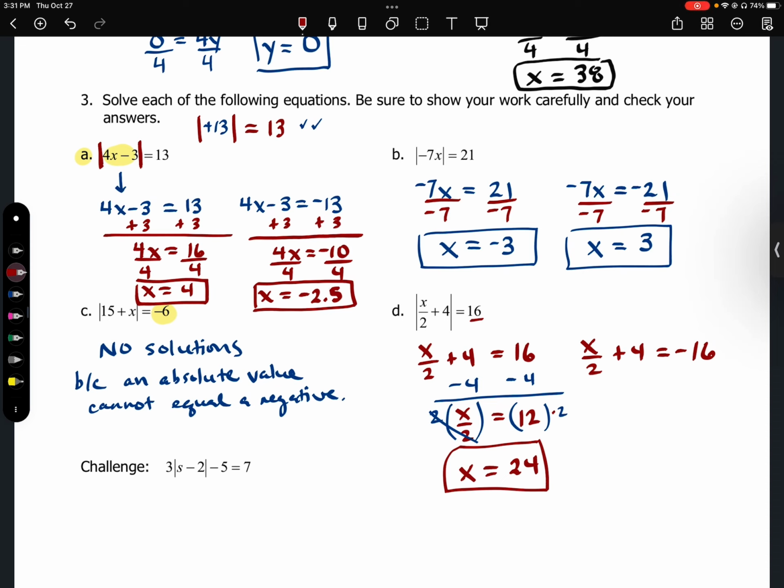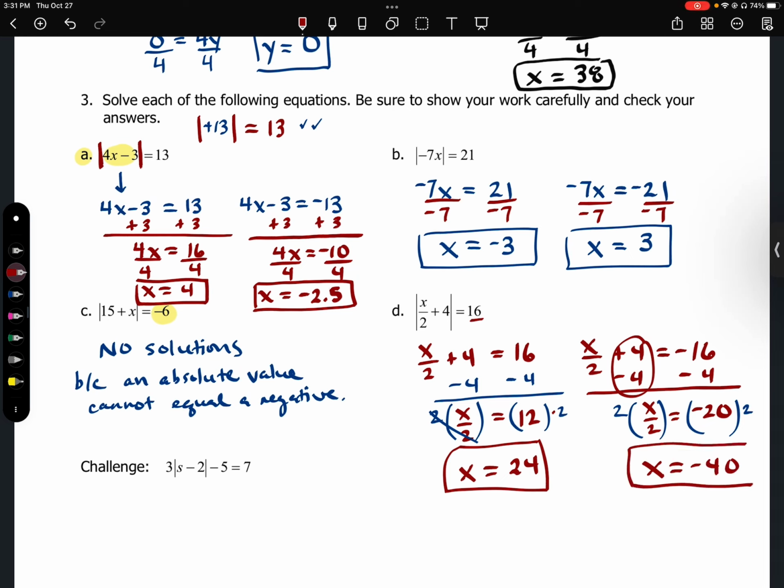Then let's get our second answer. We're going to go ahead and subtract 4 from each side. We now have x divided by 2 is going to equal negative 20. And then we can take this one as well and get rid of that 2 by multiplying each side by 2. And we get x is going to equal negative 40. And those are our two answers.